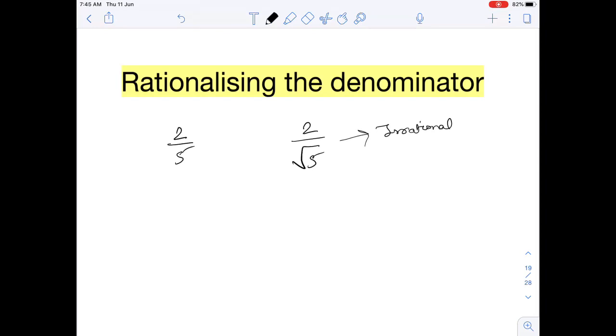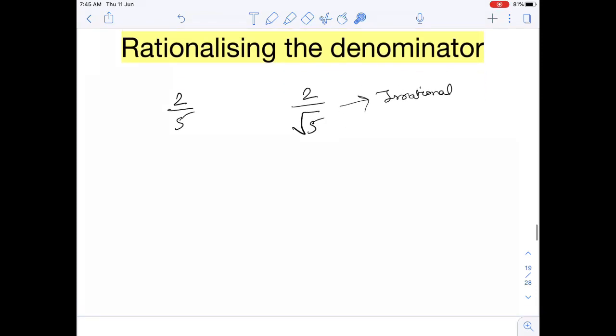Now today we are going to learn how to convert this denominator, that is, how to rationalize this denominator. Rationalizing means conversion of an irrational denominator to a rational denominator. So now, before learning conversion of an irrational denominator to a rational one, let us see some examples. Let us clear some concepts.